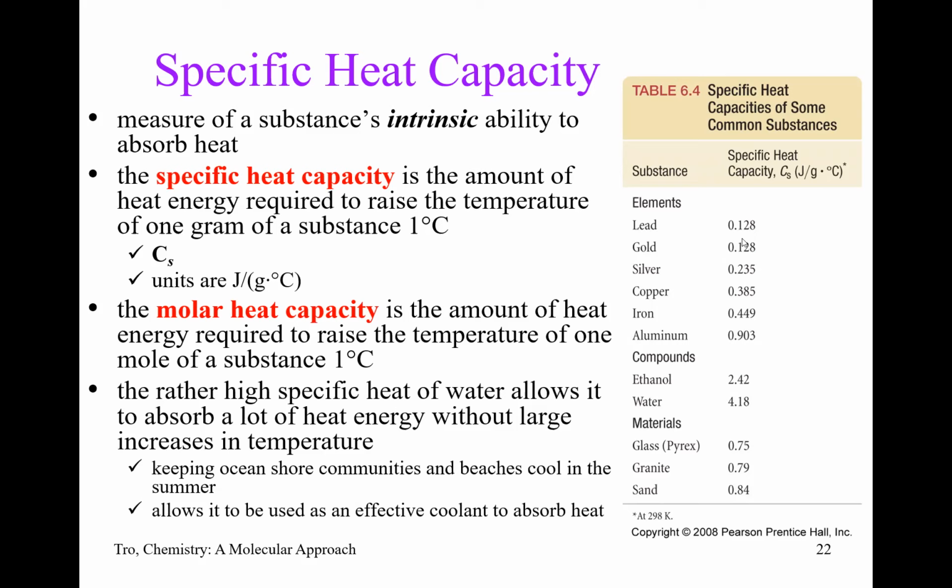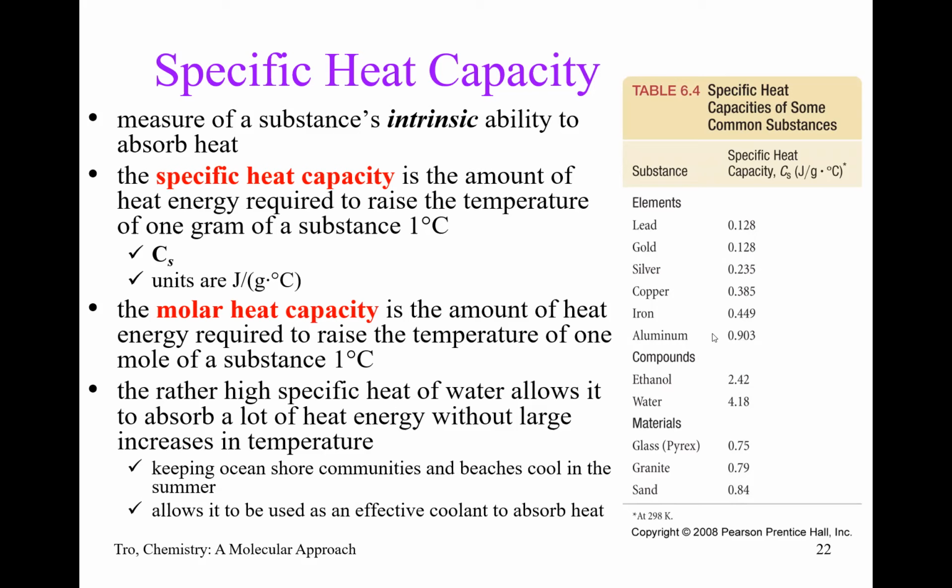So if you look in here, here are some metals. Then ethanol is the alcohol that people drink. Sand, notice it's higher than a metal, but it's pretty low compared to water. And this is why metals can get so hot. We cook with pots and pans because these values are low and they get hot fast.